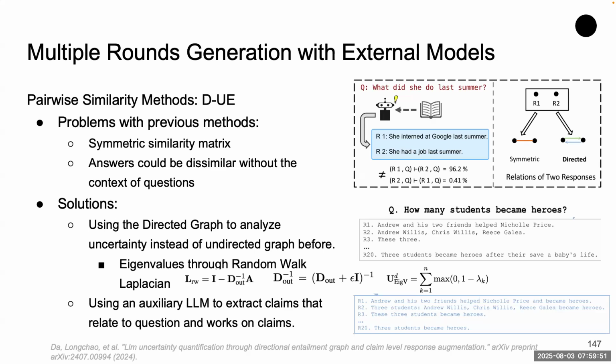This answer is generated by feeding this question and this answer to complete the sentence. So you can see the first response now becomes Andrew, and those two names became heroes. The second response now becomes these three students, their names became heroes. And the third answer becomes these three students became heroes. So when you look at pairwise similarities, they are more connected than before. Previously, it was really hard to judge whether they were entailing each other, right?